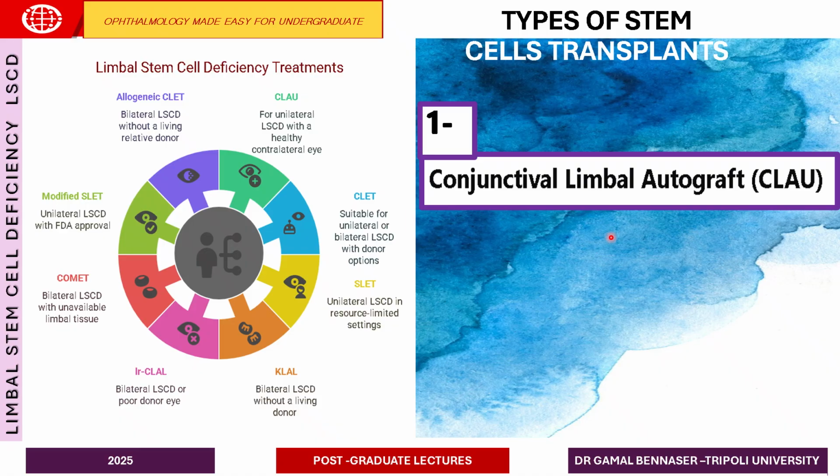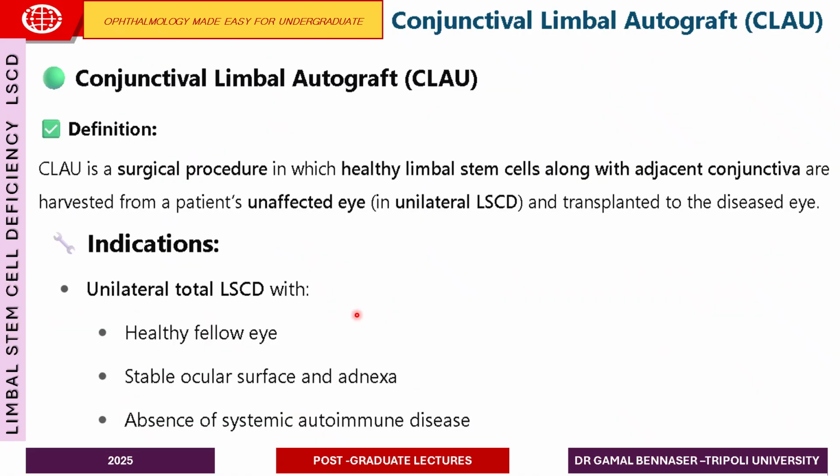Now, the first thing that we will speak about is the conjunctival limbal autograft. When we say autograft, it means from the same patient, from the healthy other eye, and this is usually for unilateral cases. The conjunctival limbal autograft, abbreviated as CLAU, is defined as a surgical procedure in which healthy limbal stem cells along with the adjacent conjunctiva are harvested from the patient's unaffected eye, so that we have a unilateral limbal stem cell disease. So this is suitable for unilateral cases in which you have one affected eye and one normal eye.